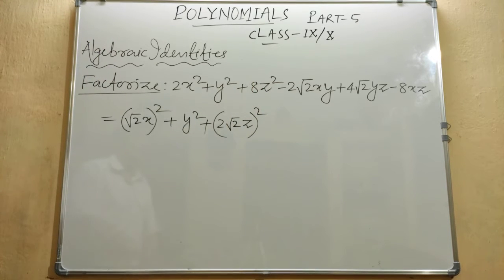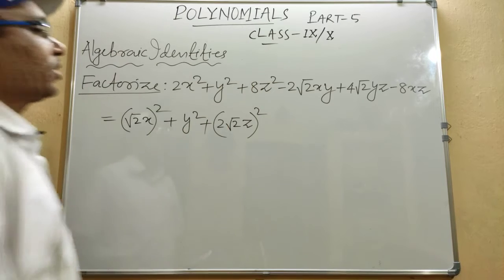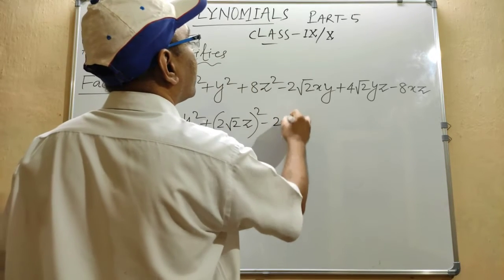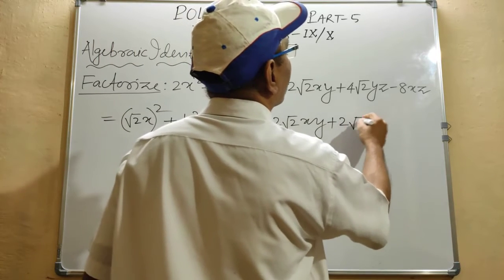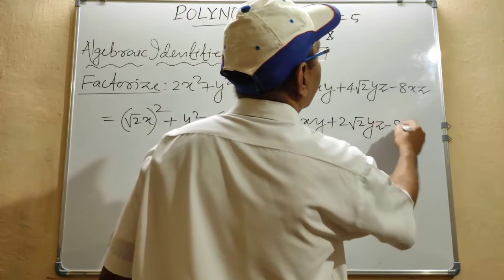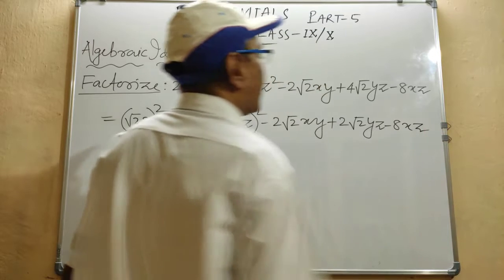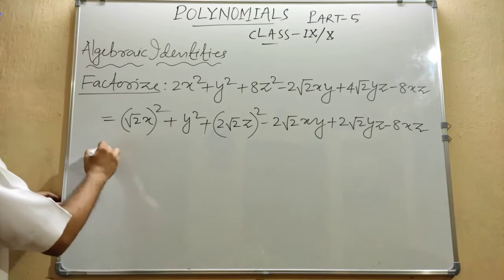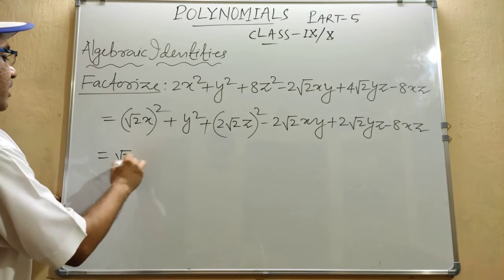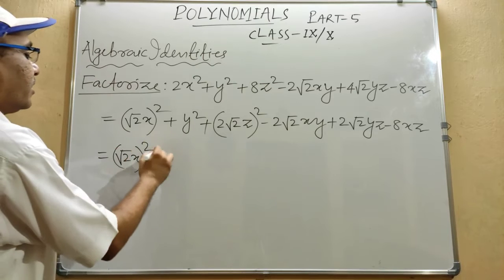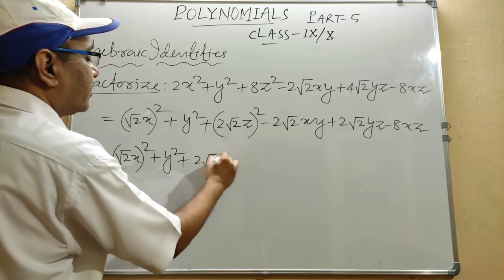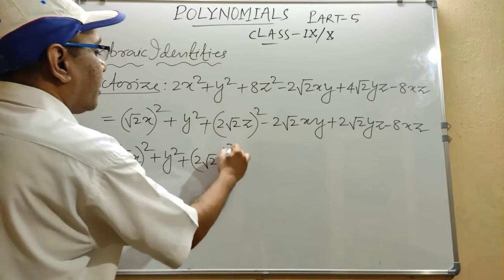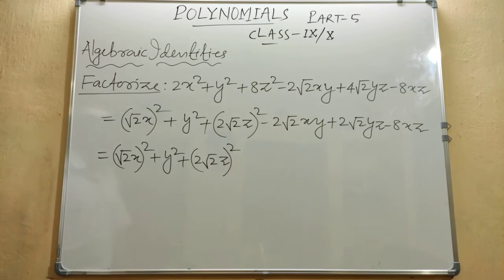So 8z square can be written as 2 root 2 z whole square, minus 2 root 2 xy, it is okay, it is 2 root 2 yz minus 8xz. Okay, so it is of the type a square, it is of the type b square, it is of the type c square. Now we arrange all these terms as 2ab, 2bc and 2ca.